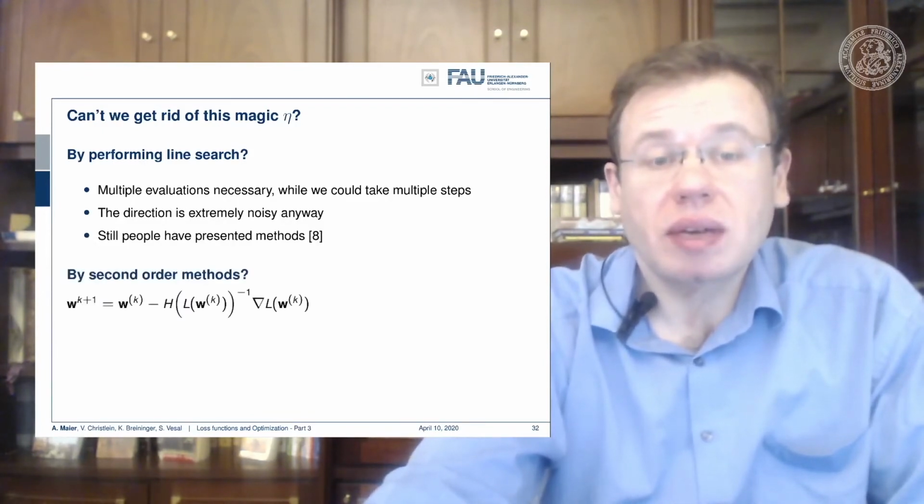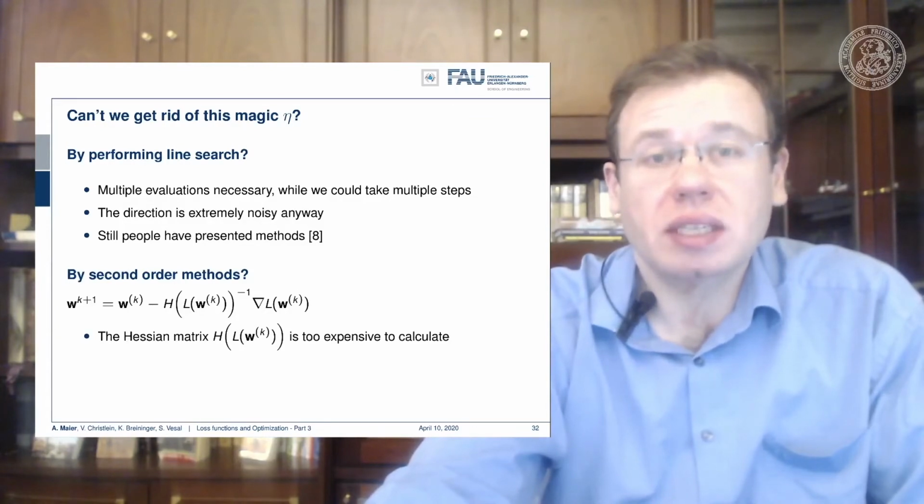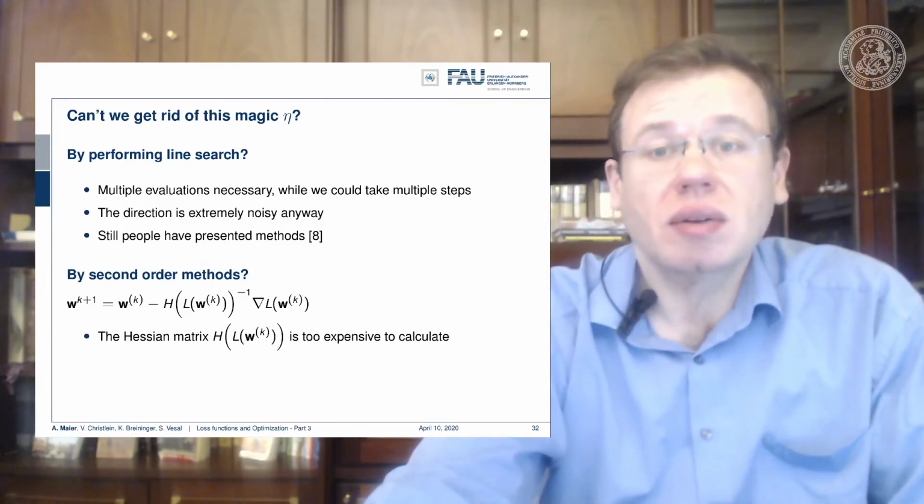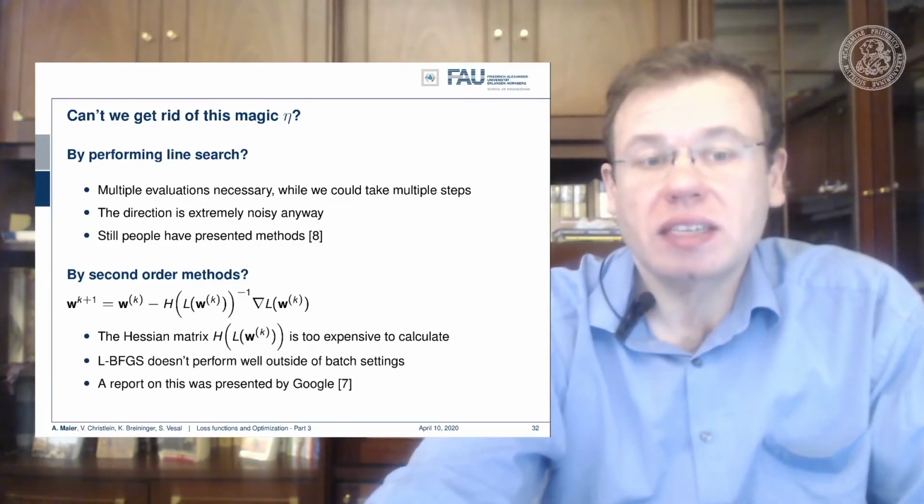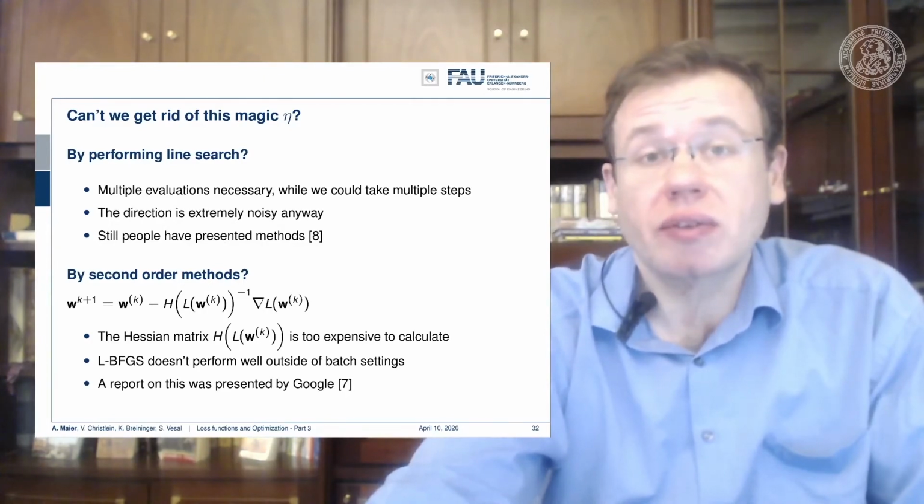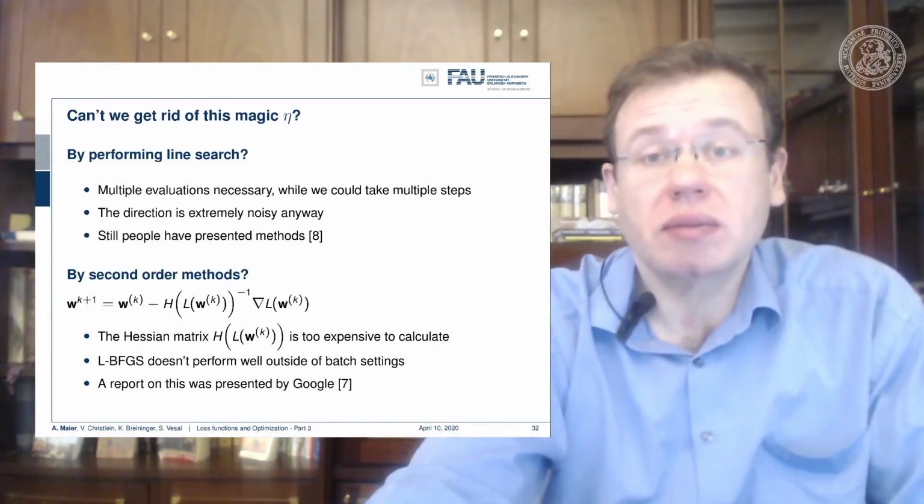Then people have suggested second order methods, but if you look into second order methods, you need to compute the Hessian matrix, and this is typically very expensive to calculate. So far we have not seen that. Then there are the L-BFGS methods, but they typically don't perform very well if you're operating outside of the batch setting. So if you work with mini batches, they are not that great anyway. There's a report on that by Google that you can find in reference number 7.